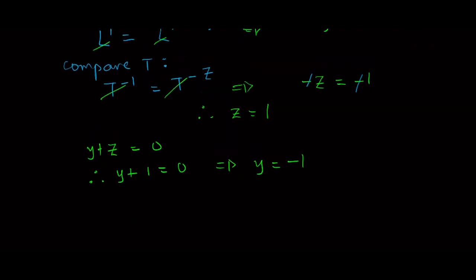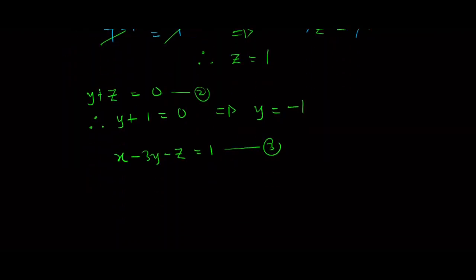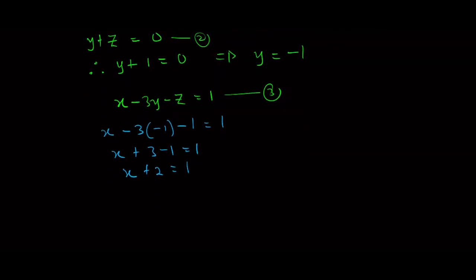Let's get the value for x by substituting y and z into equation 3. In equation 3, we have x minus 3y minus z is equal to 1. That's equation 3. This one is equation 2. Let's substitute the values. That means we have x minus 3 times the value for y, which is minus 1, minus the value for z, which is 1, is equal to 1. So we have x minus 3 times minus 1 minus 1. If we multiply that, it gives us plus 3 minus 1 is equal to 1. So that gives us x plus 3 minus 1, which gives us 2, is equal to 1. Then we can take the 2 to the other side by writing it as x is equal to 1 minus 2, and our final answer becomes minus 1.